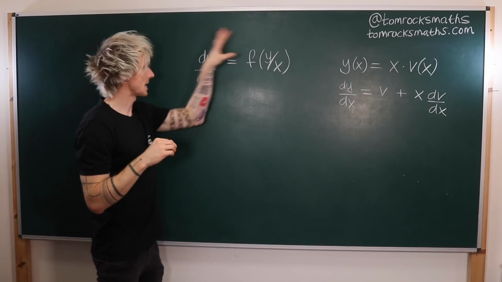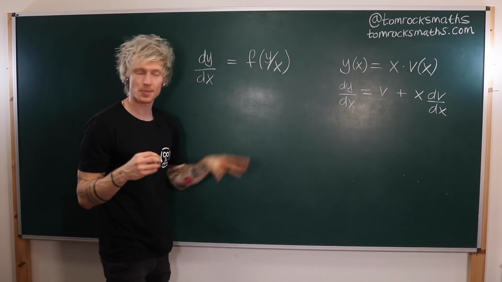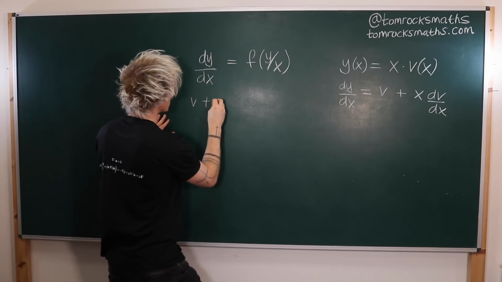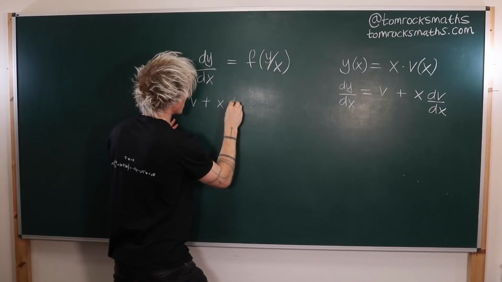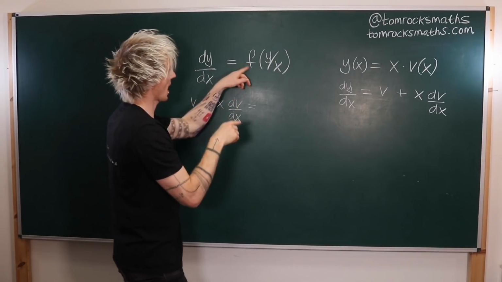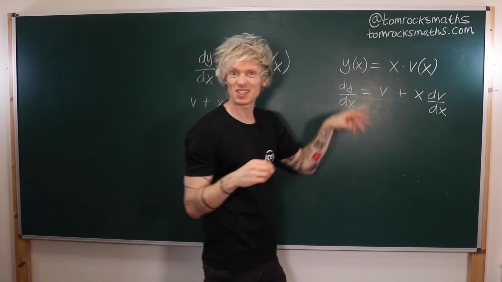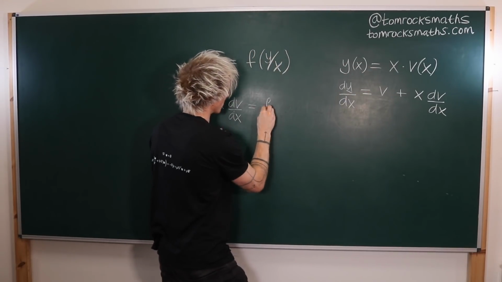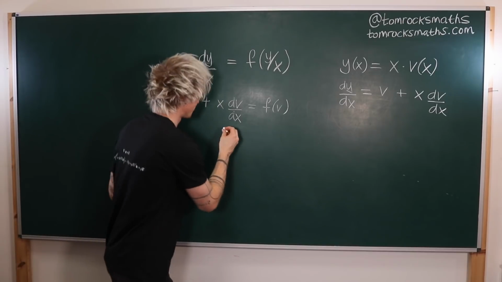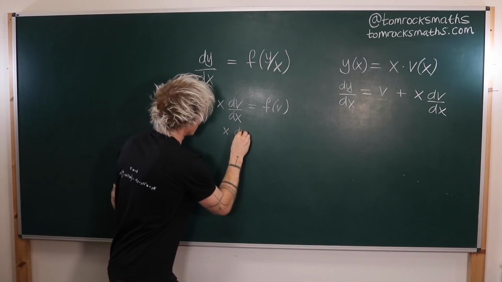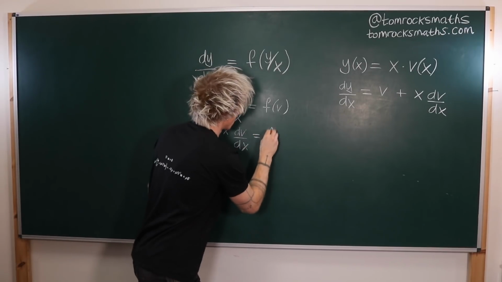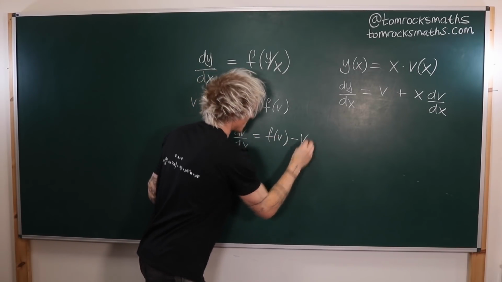So we substitute this in to our homogeneous expression, and what we're going to get will be v plus x times dv by dx, and that's going to be equal to f of y over x. Y divided by x is just v. So this is equal to f of v. So we can tidy this up a little bit and say that x dv by dx is going to be equal to f of v minus v.